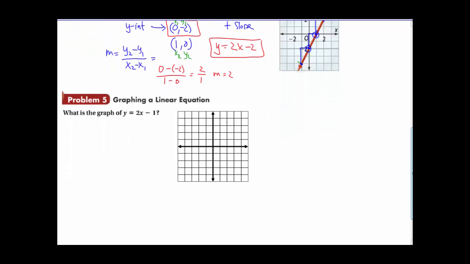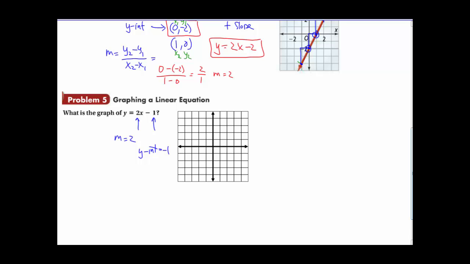Problem 5 suggests that if we have our equation, now can we graph it? Well, one of the best points to always graph, remember, is the y-intercept. So from this equation, we know two things. We know that the number attached to the x variable is the slope. So we know the slope is 2. And then over here, we know that the y-intercept is equal to negative 1.